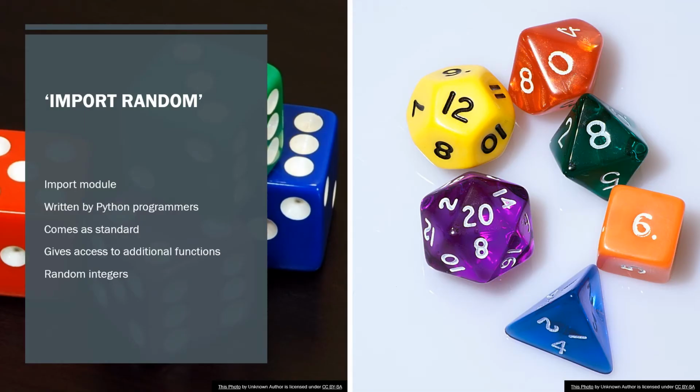We're going to begin by importing a module. If you're not clear about this, you can look at the Python pages lessons because there's something about that there. We're going to import a module written by Python programmers that comes as part of the standard Python download, and it gives us access to additional random functions, and we're going to use a function that generates random integers, somewhat similar to throwing a dice in a game.